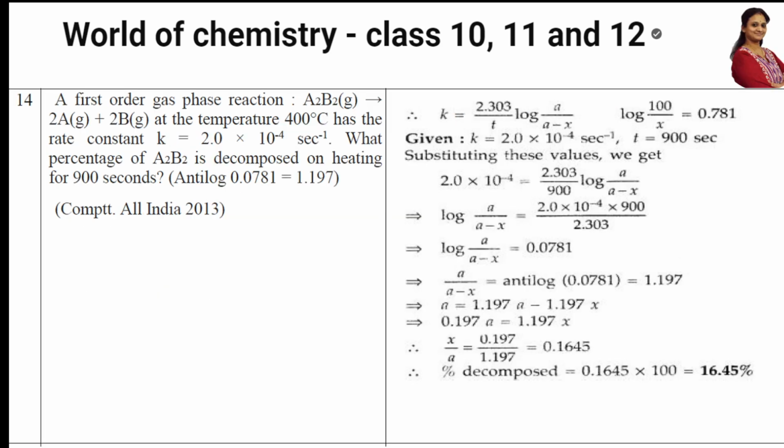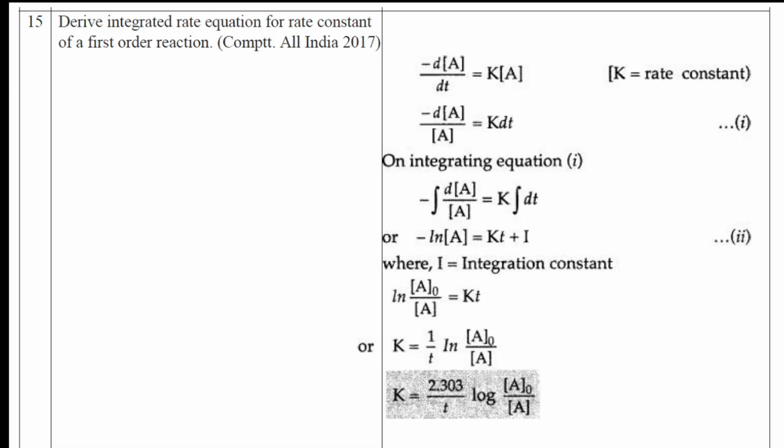Now, further going to 2013. What is the percentage of A to B? Everything like first order reactions, half-life period, second order reaction is mentioned. Further, 2017, these are compartment questions. The compartment questions will be tougher than the original ones. Please remember. So don't go for that.